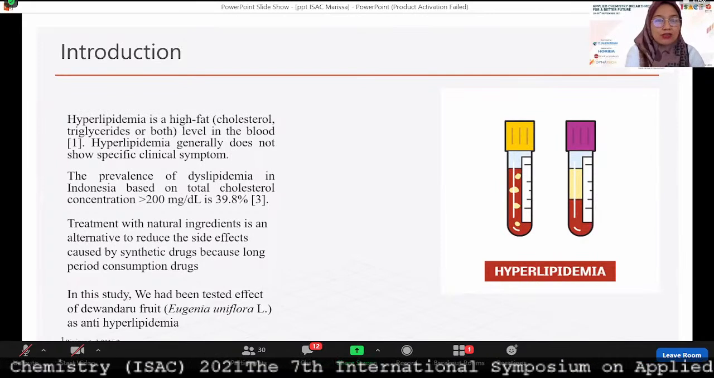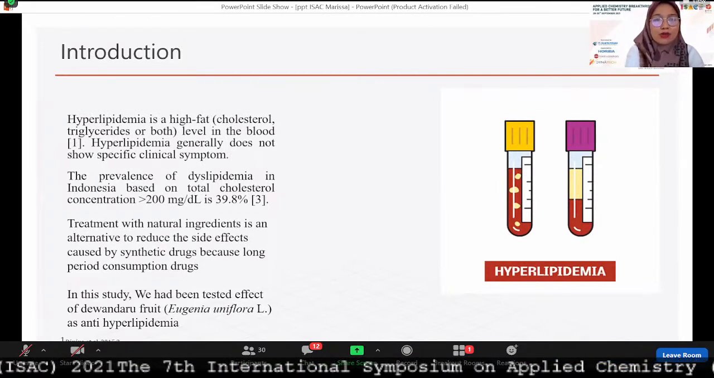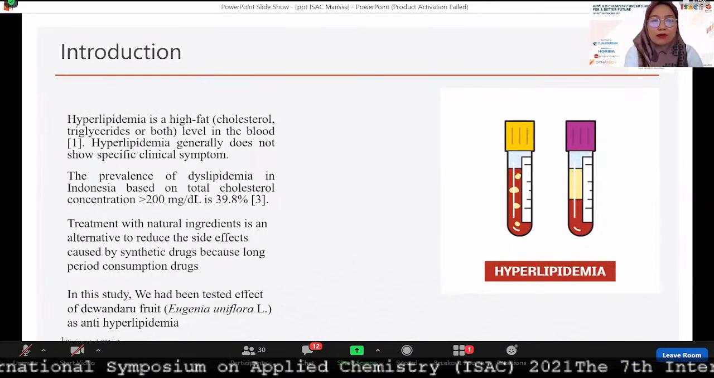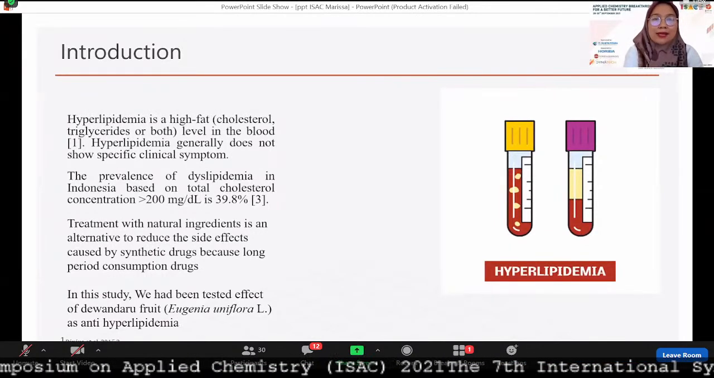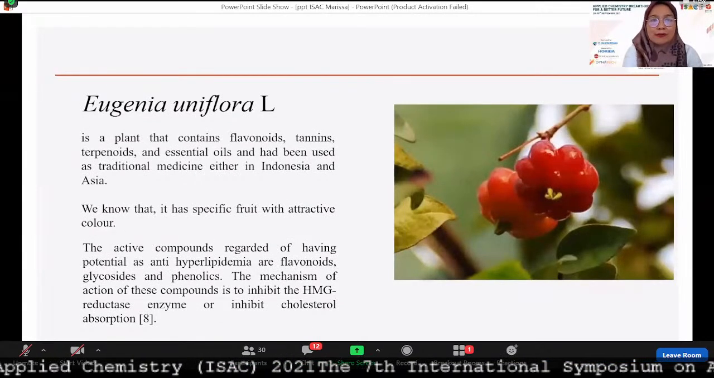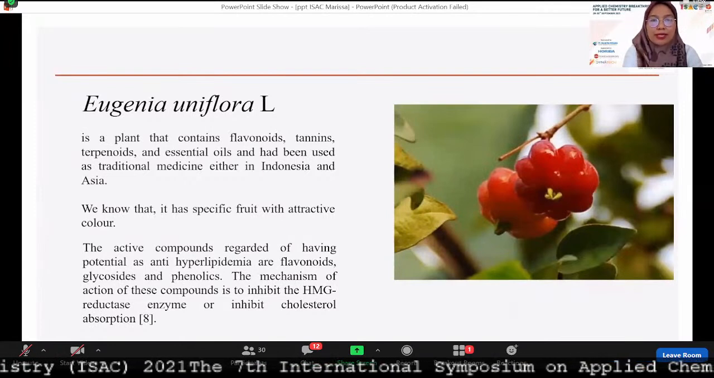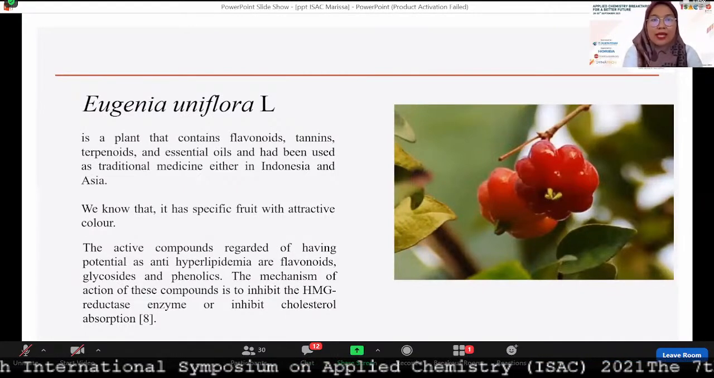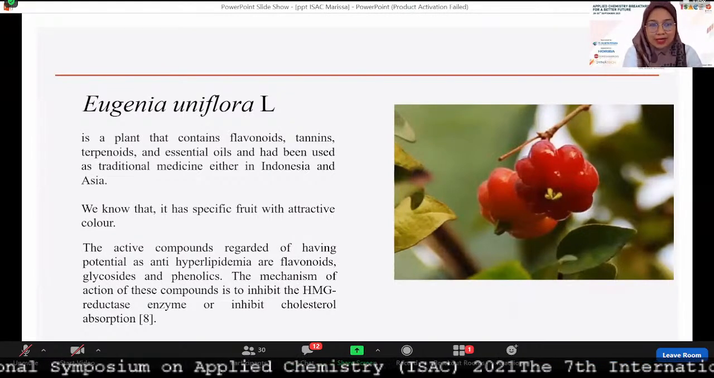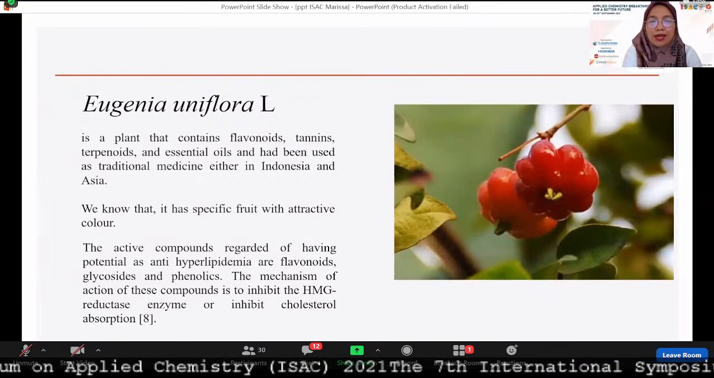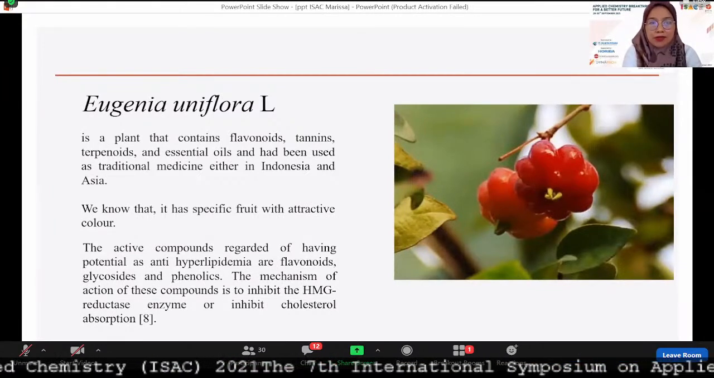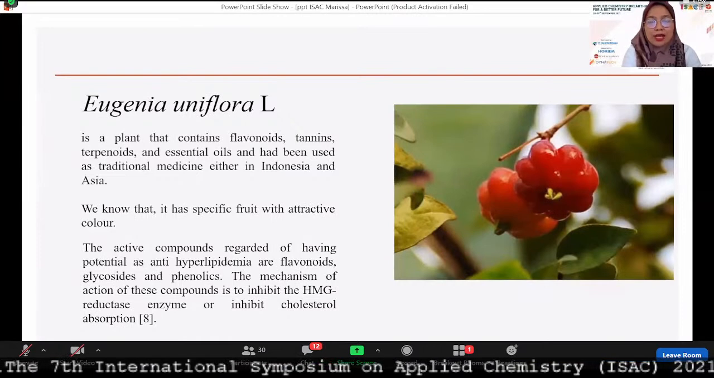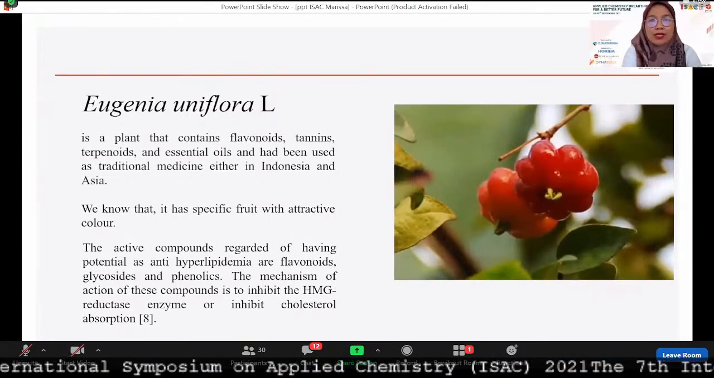Treatment with natural ingredients is an alternative to reduce the side effects caused by synthetic drugs, because of long period consumption of drugs. In this study, we tested the effect of the Dewan Daru fruit, Eugenia uniflora, as anti-hyperlipidemia. Eugenia uniflora is a plant that contains flavonoid, tannins, terpenoid, and essential oil, and has been used as traditional medicine, both in Indonesia and in Asia. It has a specific fruit with attractive color. The active compounds regarded as having potential as anti-hyperlipidemia are flavonoid, glycosides, and phenolics. The mechanism of action of these compounds is to inhibit the HMG reductase enzyme or inhibit cholesterol absorption.